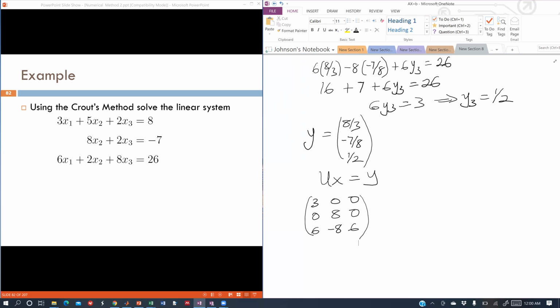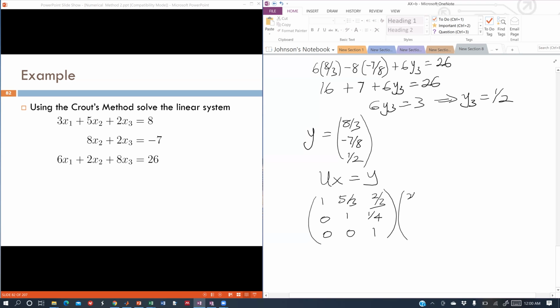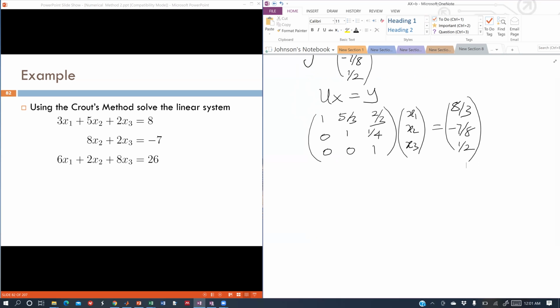Oh, sorry, this is the L. So I just have to write the U, and the U is taken from that as this: 1, 5 on 3, 2 on 3, then 0, 1, 1 on 4, then 0, 0, 1. This is our U multiplying x1, x2, x3, and that gives us our Y, which is 8 on 3, minus 7 on 8, and then 1 on 2. So this is what we have. So clearly, this is going to give us a system that will be easy to solve.